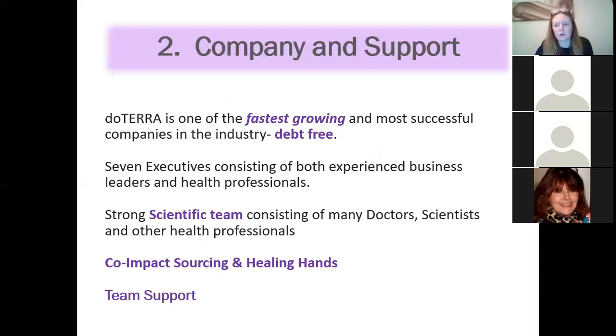And then, as I was talking earlier about the co-impact sourcing and healing hands, it's such a huge part of the business, and one of the main reasons why we decided to get involved with doTERRA. And then the team support as well is brilliant. Our uplines are so supportive of everything that we do, and really do give us lots and lots of advice about the oils and the company.